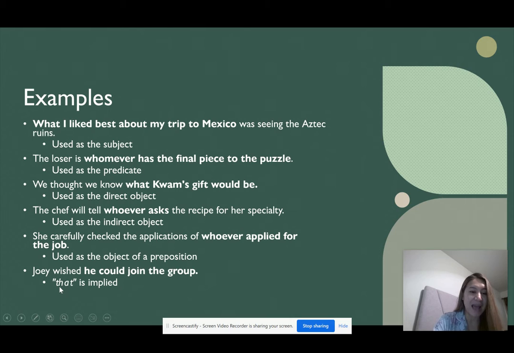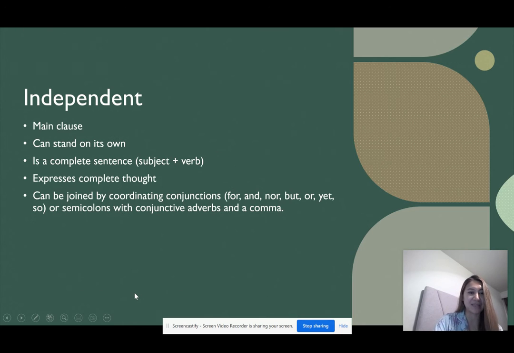And lastly, that is implied: Joey wished he could join the group. Okay, so those are all examples of our noun clause. Now let's proceed to our independent clause.